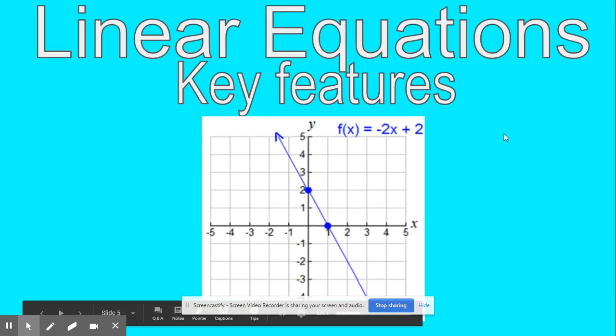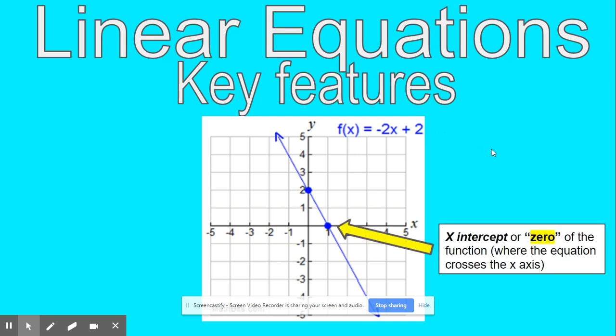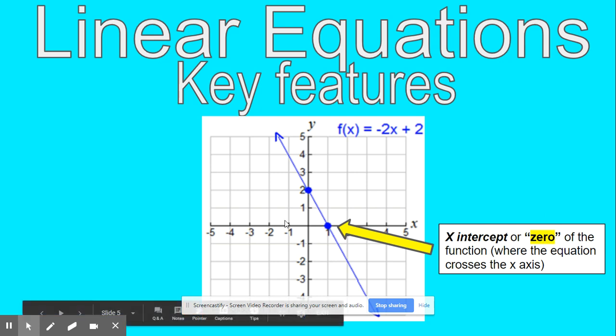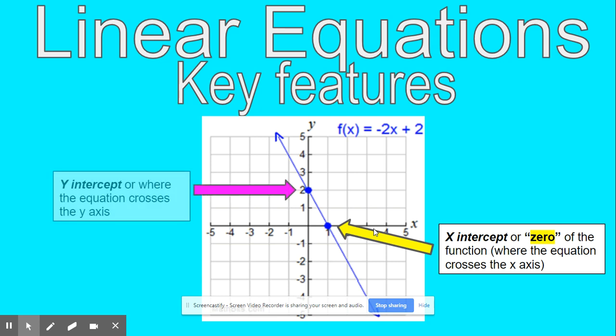Okay, so key features of a graph. So here it is. f of x equals negative 2x plus 2. That's what's been graphed on here. You can already see this is y equals mx plus b. So it's already in that form. So right here is our x-intercept, or in other words, our zero of the function, where it crosses the x-axis. Your y-intercept is where it crosses the y-axis. Those are the two main things that you need to know as far as key features.